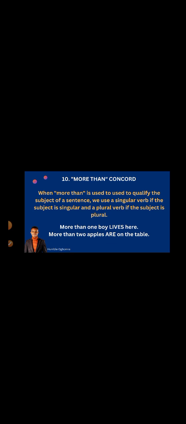When more than is used to qualify the subject of a sentence, we use a singular verb if the subject is singular and the plural verb if the subject is plural. More than one boy lives here. We use more than, and the subject here is just one boy, and that's singular. That is why our verb here is singular, lives. More than one boy lives here.